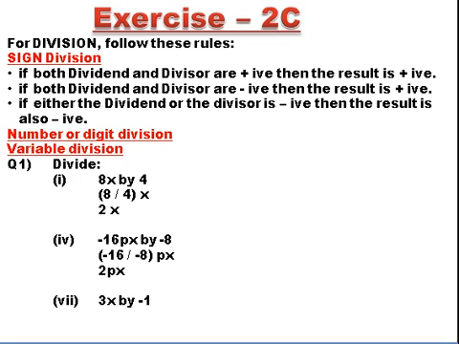Moving on to the next part, which is the seventh part here. We are going to divide 3x by minus 1. Now the dividend is 3x and the divisor is minus 1. Only one of these two is negative, so the result will be negative. 3 will be divided by 1 and the result will be 3, with the negative sign, and the variable will be written as it is. So the result is minus 3x. Similarly, you have to do the rest of the parts of this question.